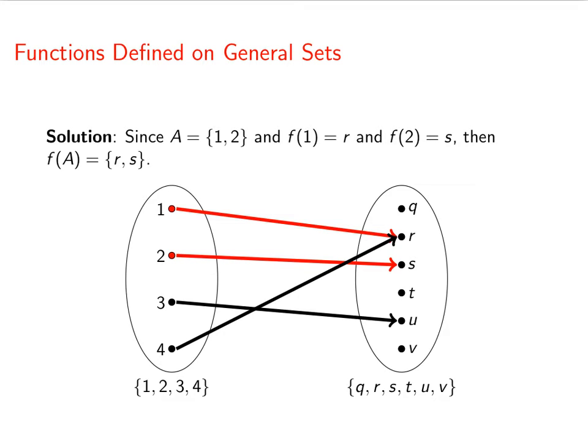A is equal to the set containing 1 and 2. We know that f of 1 is r, f of 2 is s. Then f of A is the set containing r and s. That's the set that the elements of A get mapped to. So we've marked that in red, and you can see that the images of the elements 1 and 2 are the elements r and s. So we make a set out of those. That's the image of A.